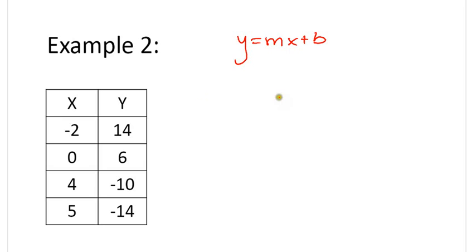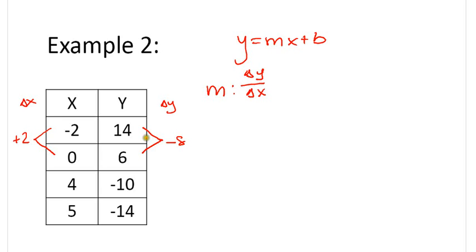I then go ahead and I look for the slope. I need to calculate the slope, which is the change in y's over the change in x's. One more time, anything that I write on this page is something that needs to go in your notebook. So I look over here, this column is going to be my change in y's, this is going to be my change in x's. To go from 14 to 6, I go down 8 units. To go from -2 to 0, I'm actually going up 2 units.